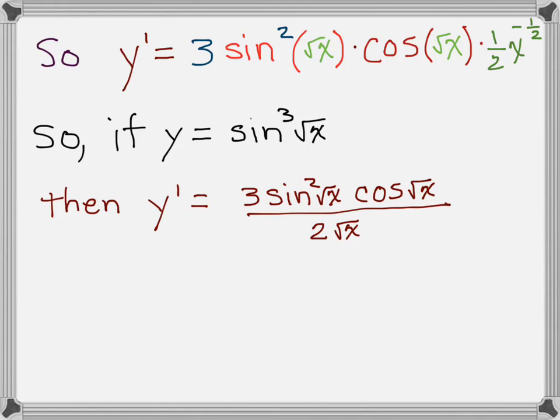So if we have our original function, sine cubed of the square root of x, the derivative in simplified form is this. And you should also verify that.